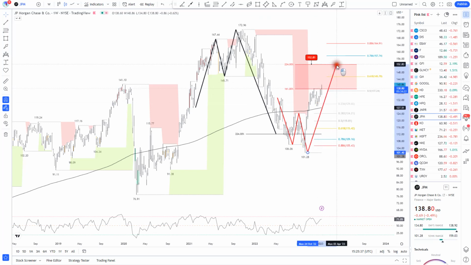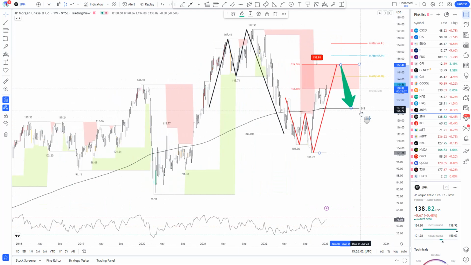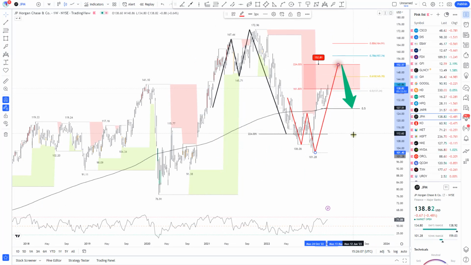So I'm now pointing to the next pressure level at 152.81, and again that pattern should target the 50% Fibonacci level, another deeper pullback for the stock. If that happens, that will complete again a 5-0 sequence at the 50%, which may trigger more upside again for the stock. So we have two options here: one to try the short at 152.81, and the other one to try the long at 127, basically.